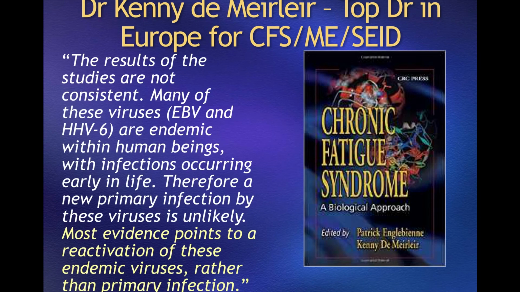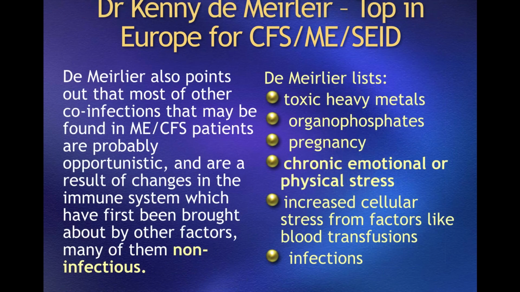But Kenny De Meirleir says the results of studies are not consistent. Many of these viruses are endemic within human beings, with infections occurring early in life. Therefore, a new primary infection of these viruses is unlikely. Most evidence points to a reactivation of these endemic viruses rather than a primary infection. In other words, loads of people have those viruses. Why do some people have an expression of chronic fatigue? Because something weakened their system and allowed those viruses to proliferate. And he says, what are the sort of things that trigger that? Heavy metals, organophosphates, chronic emotional and physical stress.